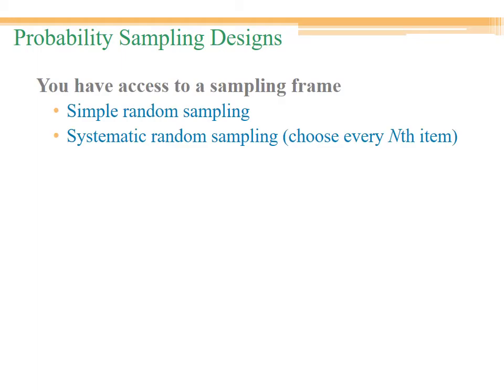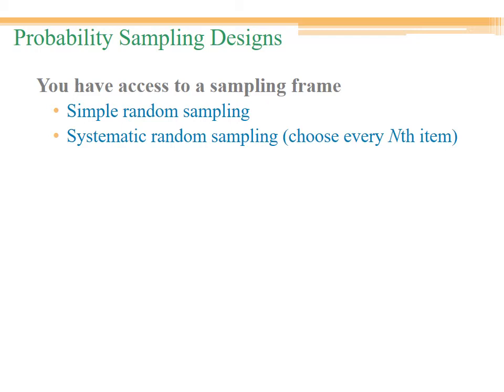You have 4 types of probability sampling designs. As noted earlier, which one you choose depends on what you have access to. If you have access to a sampling frame, then simple random sampling and systematic random sampling would work. Simple random sampling, as the name implies, is a simple random sample. There are a number of online services that will generate random numbers for you, and then you return to your sampling frame or your list, and you choose those numbers for your sample.